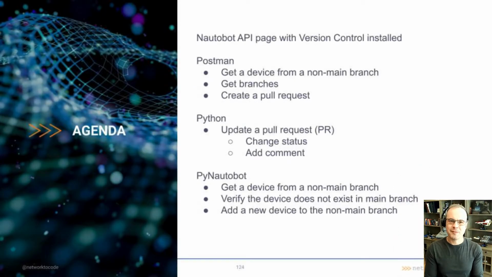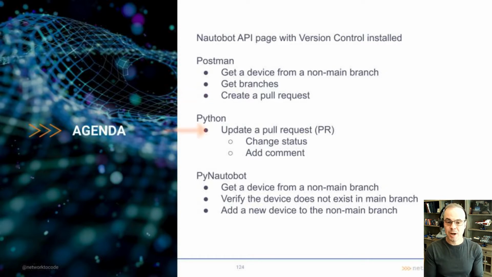This is the agenda we'll be following for today's demonstration. First, we'll take a quick look at the Nautobot API page with the version control app installed, and we'll see what capabilities, what additional calls the version control app adds to the API library. Next, we'll demonstrate a few Postman calls where we'll get a device from a non-main branch. We'll get all the different branches, and then we'll create a pull request using a Postman call.